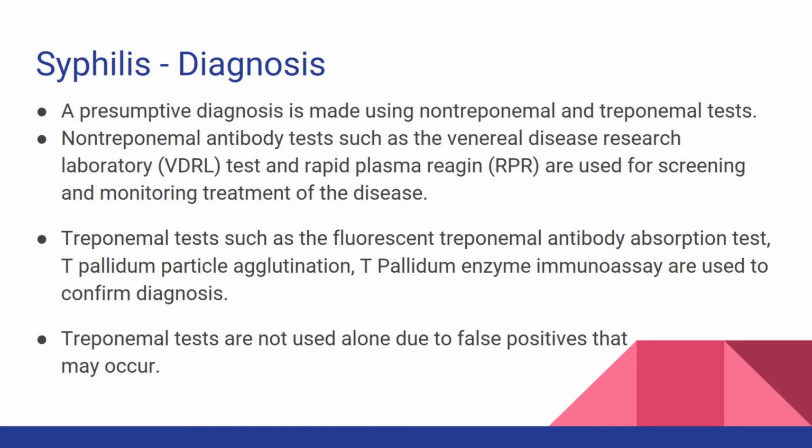Treponemal tests include such things as fluorescent treponemal antibody absorption tests, particle agglutination, and there's also an enzyme immunoassay that's also used to confirm the diagnosis. Treponemal tests are not used alone because of the chance for false positives. However, they should be used as a confirmatory test if one of those non-treponemal tests, aka the VDRL or the RPR, do come back positive.